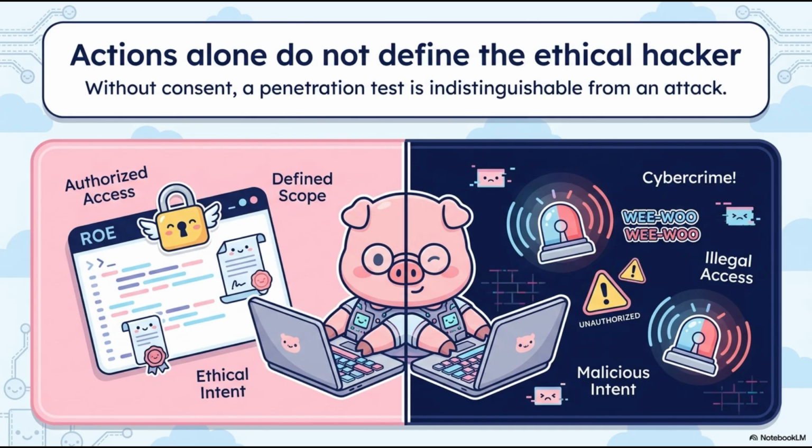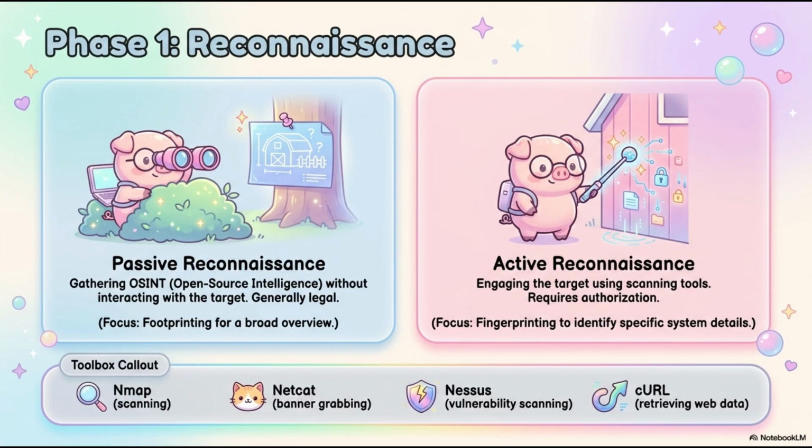Before any testing begins, rules of engagement must be defined in writing. Authorization protects testers from legal consequences and ensures that testing boundaries are clear. Without consent, a penetration test is indistinguishable from an attack. Even Professor Piggy would be trotting toward the unemployment line if he tested without approval.